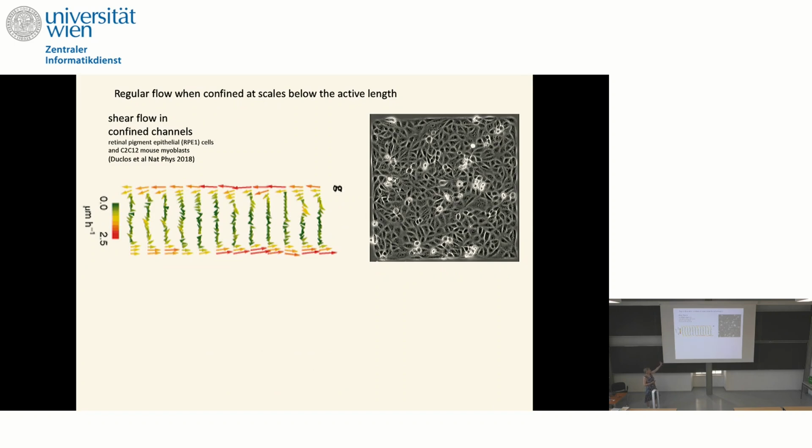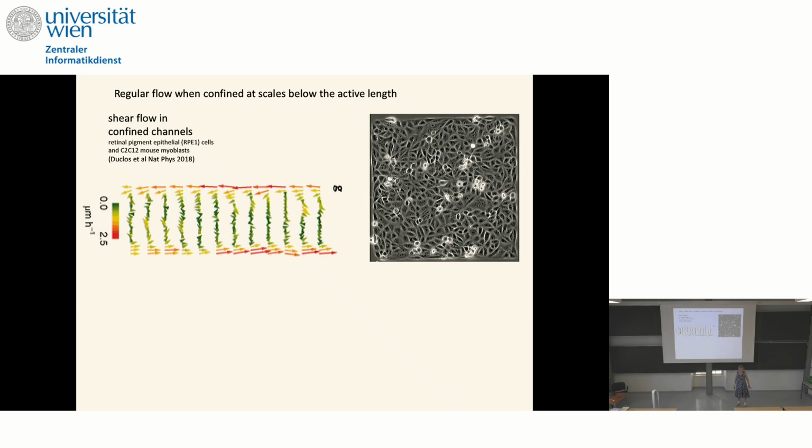And a really beautiful experiment from the Paris group is that they took cells and they put them in a channel. So they've got them confined. And so what you expect to see is this regular flow because they're confined. And what they saw indeed was a regular shear flow, which they don't have a nice movie of.